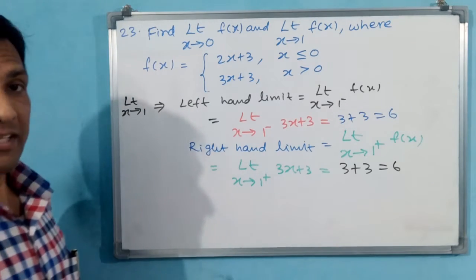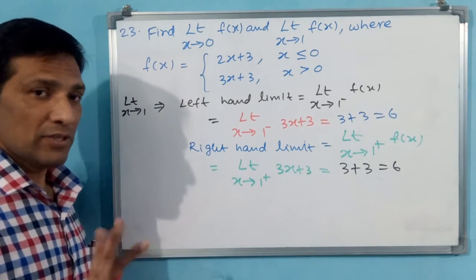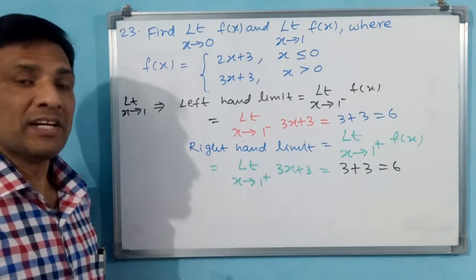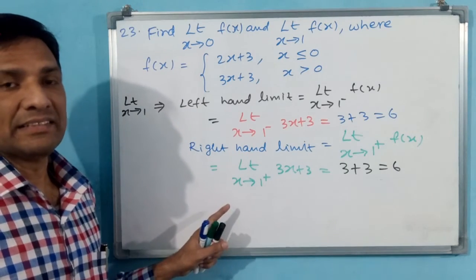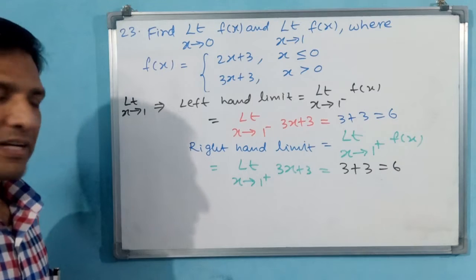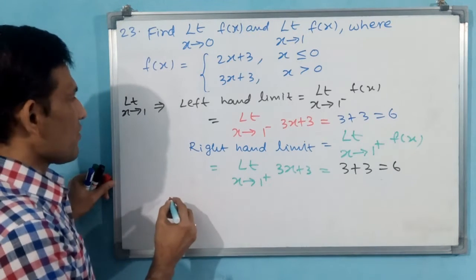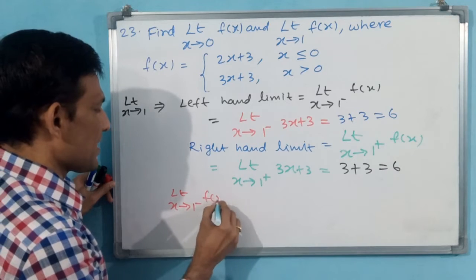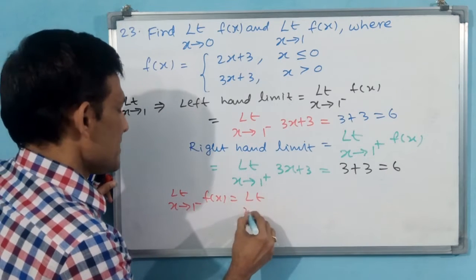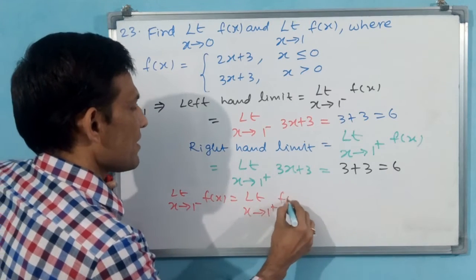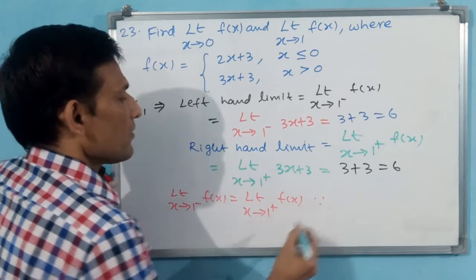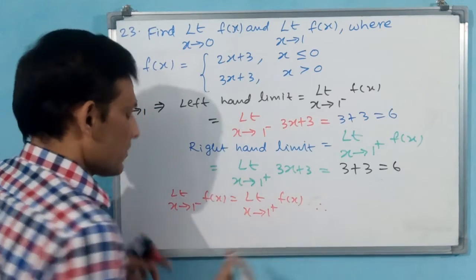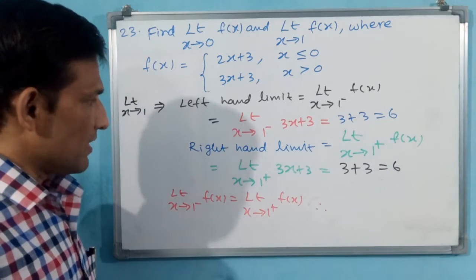You may say, sir, both questions' answers come like this only. No, in the next, 24th question, you will see the answer is not going to come like this. Then you can understand the concept. Okay, write down now. What you have to write? Limit x tends to 1 minus f of x is equal to limit x tends to 1 plus f of x. Therefore, limit exists at 1.